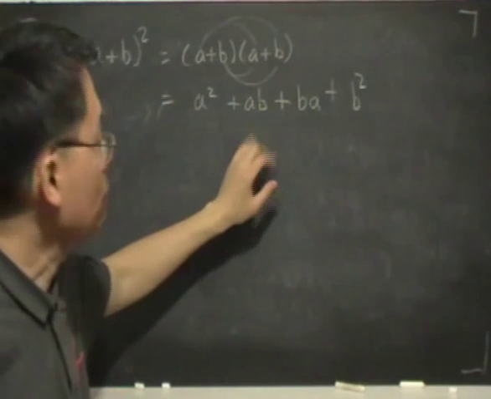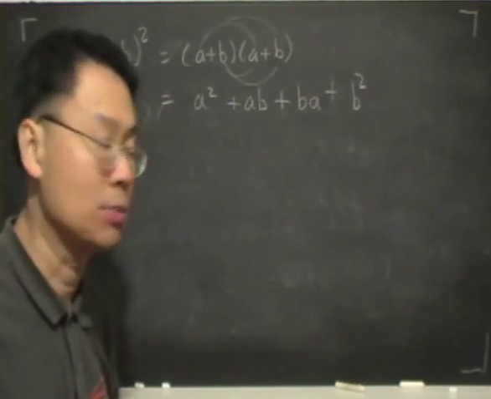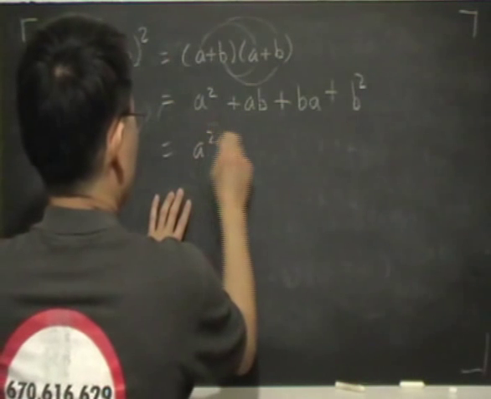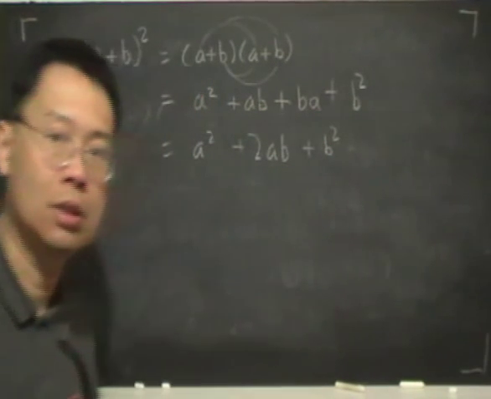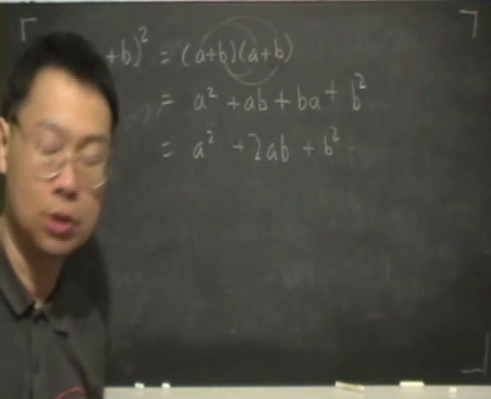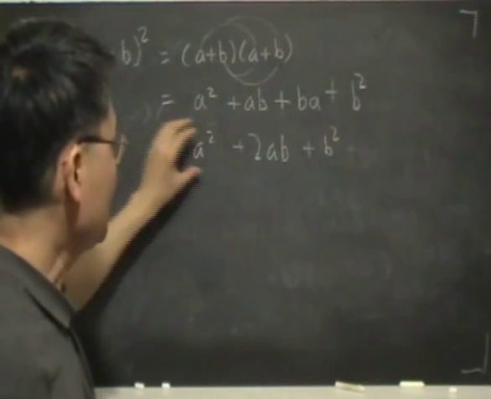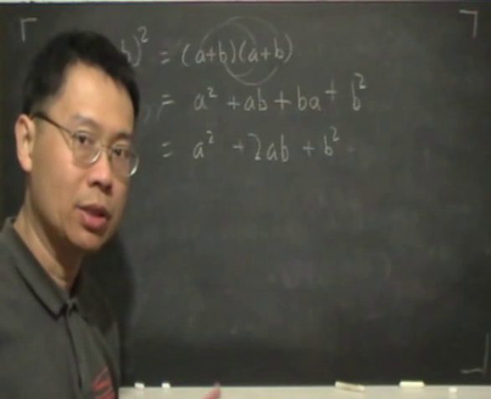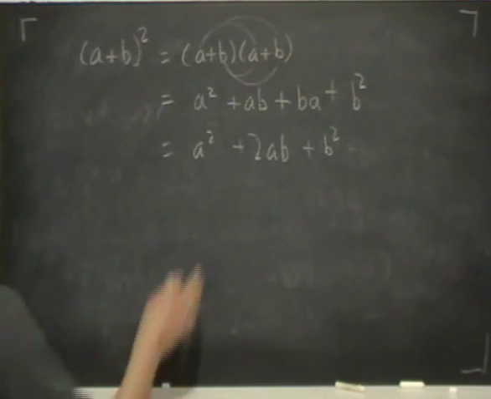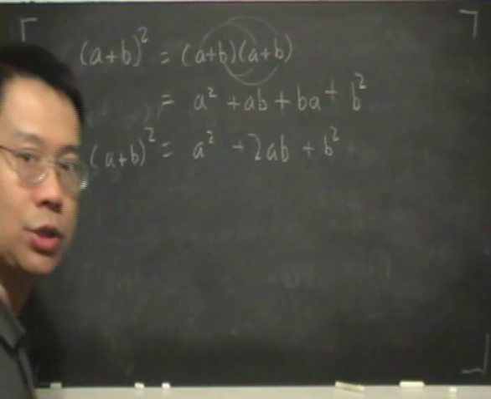So we can simplify this further. ab is the same as ba. So these are actually like terms. So this gives 2ab. So that's the answer after we removed the brackets. We say that this expression here, a squared plus 2ab plus b squared, is a perfect square in the sense that it can be written as the square of an expression.